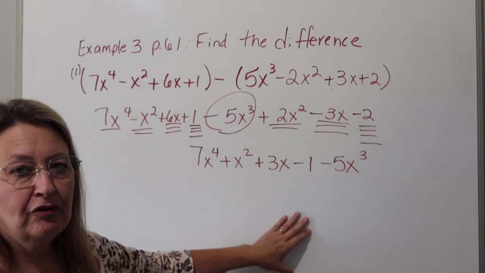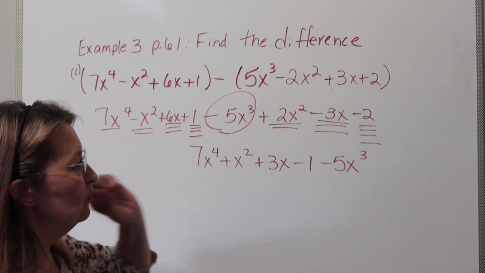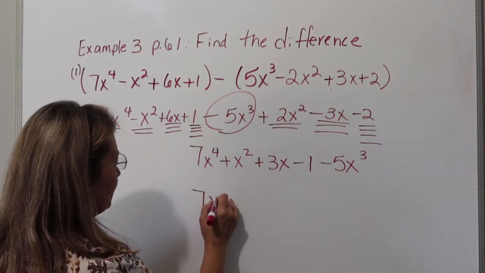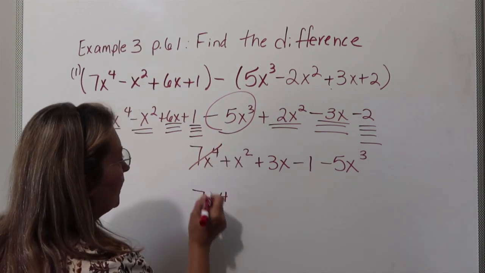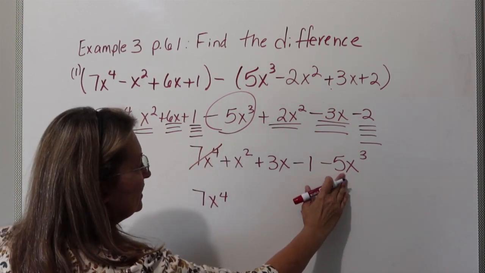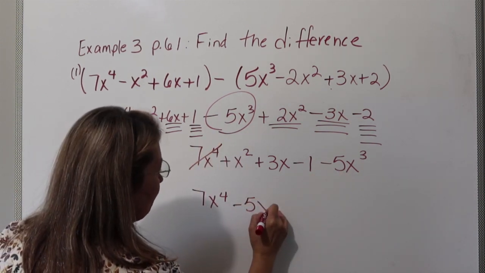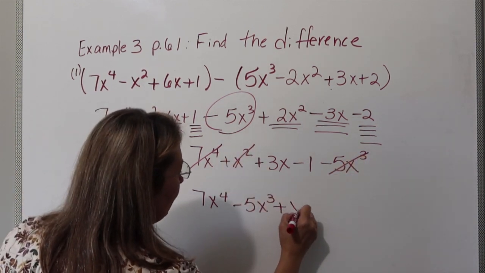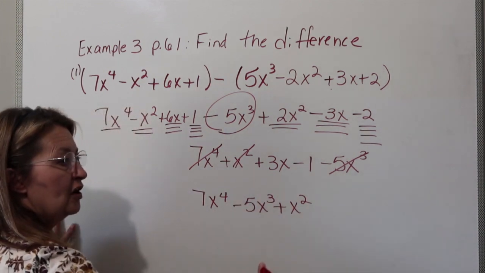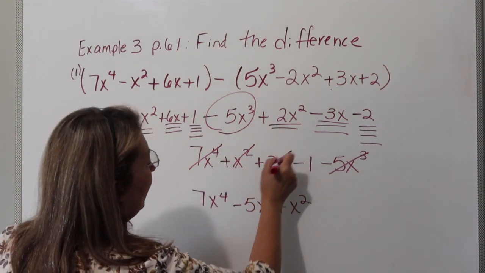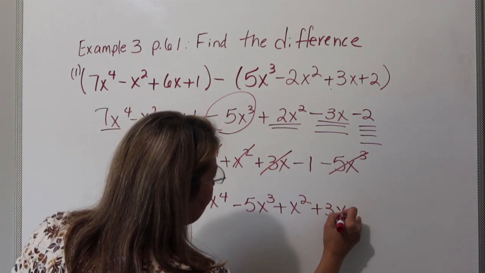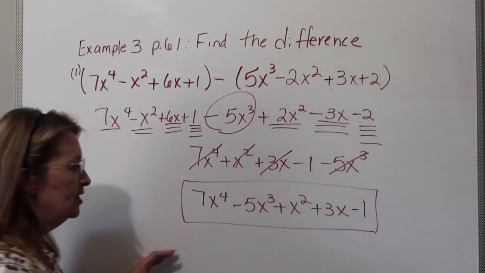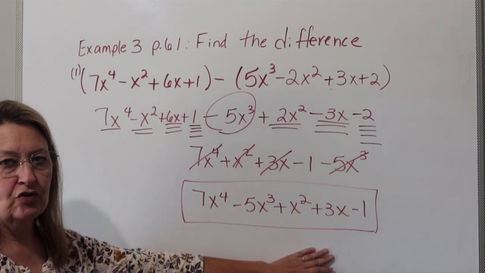All right, now let me go through here and put these in order, starting with my leading coefficient or my leading term. That's going to be the 7x to the 4th. My next exponent is this x to the 3rd, so I'm going to have minus 5x to the 3rd. Next is the x squared, and remember, a sign goes with the number that's behind it. I have a plus 3x and I have minus 1. So that's going to be your final simplified answer right there.